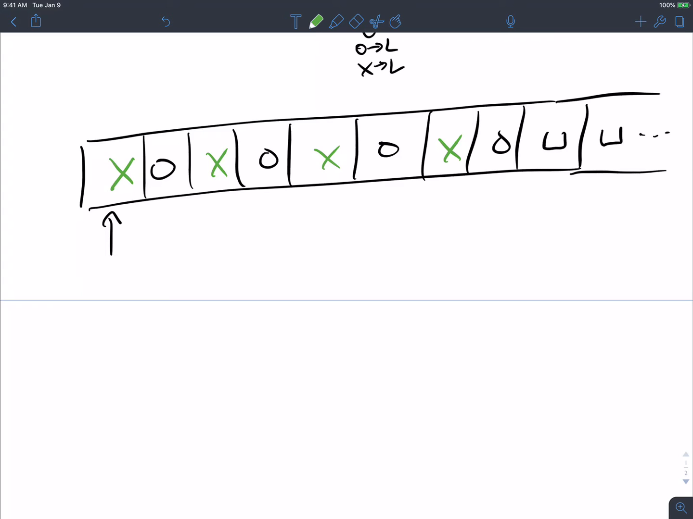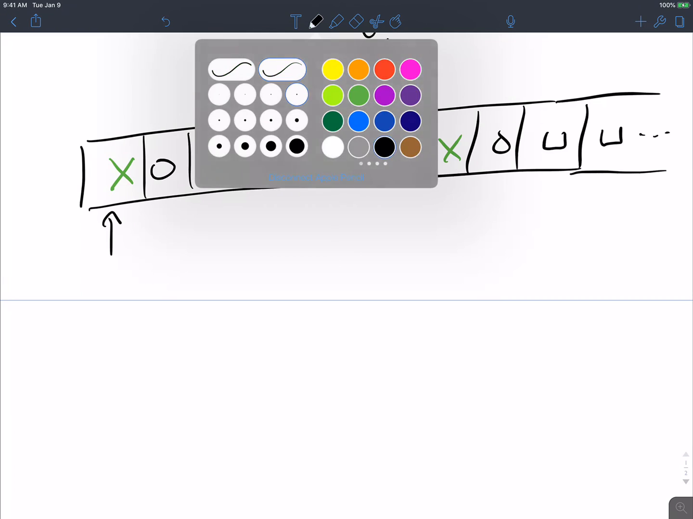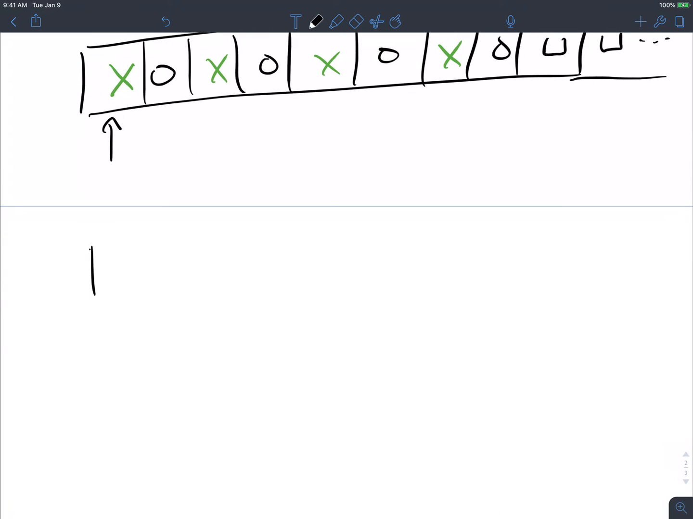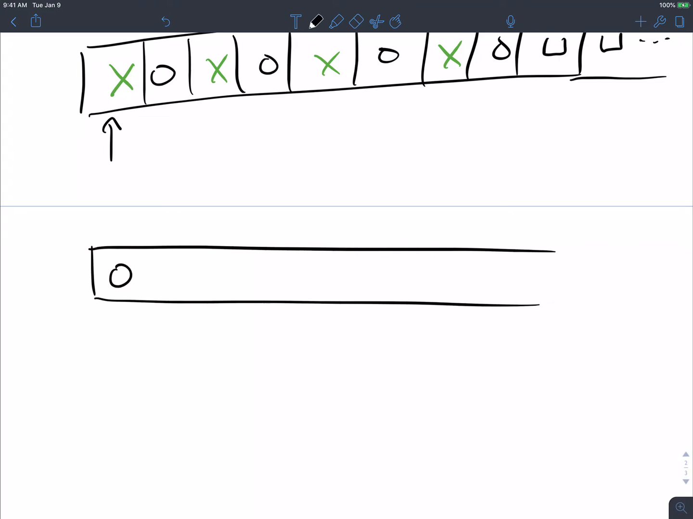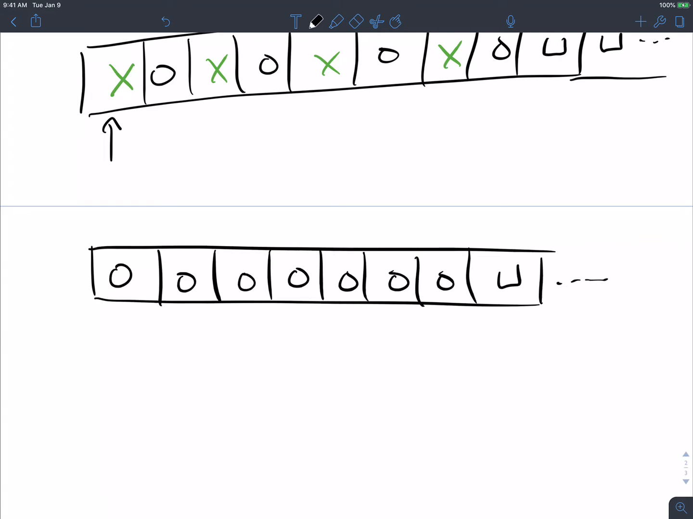Well, maybe this idea just doesn't work for powers of 2. Maybe it works for all inputs, the same problem we had before. So let's look at a different input that definitely isn't a power of 2. Let's look at 7 zeros instead of 8, which is not a power of 2, of course. So here are 7 zeros. Well, let's try our marking strategy again. So I mark the first 0 here. Then I mark the 3rd position. Then I mark the 5th position. And then I mark the 7th position.